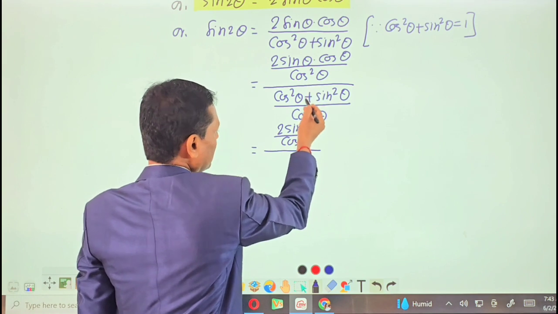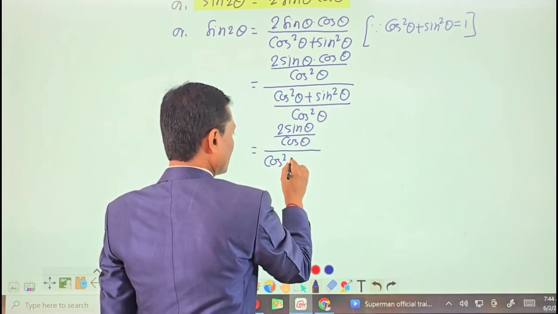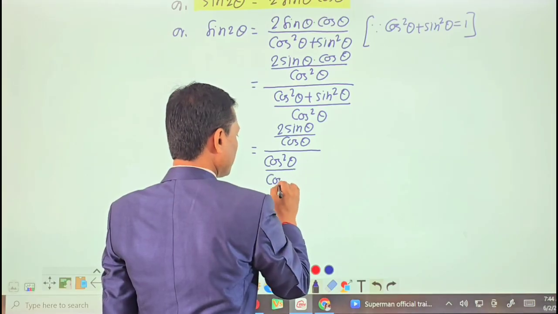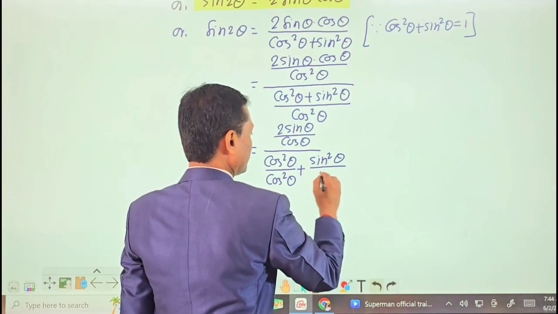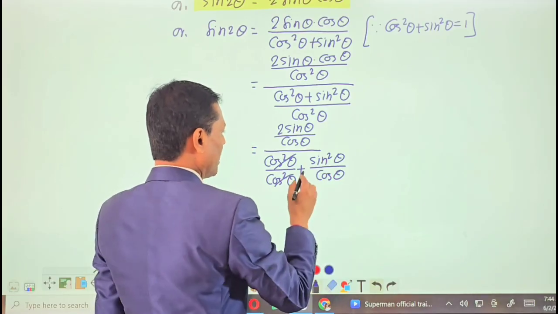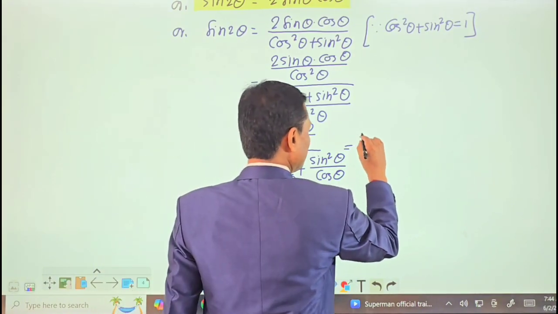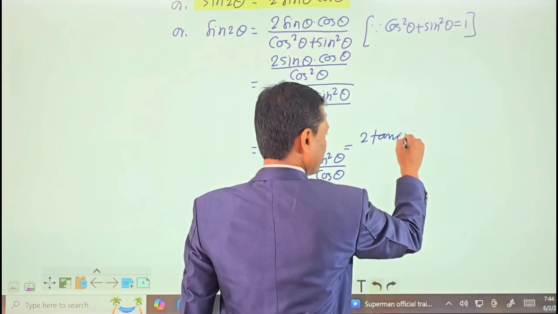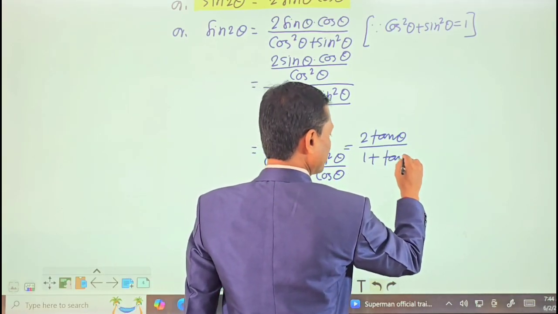And at the denominator, let's separate the base, so we have cos square theta by cos square theta plus sin square theta over cos square theta. Now cos square and cos square will cancel. And as we know, sin by cos means tan. So we can write here 2 tan theta, and over, this is 1 plus tan square theta.